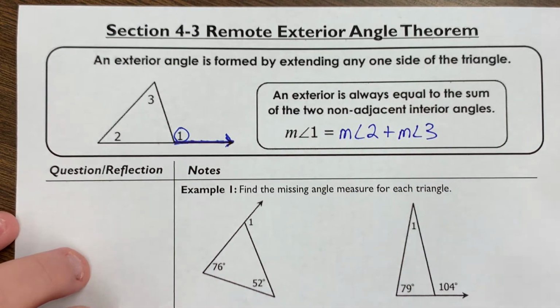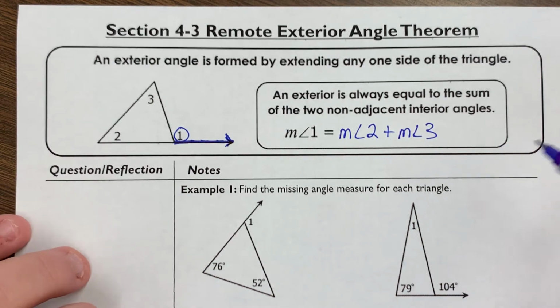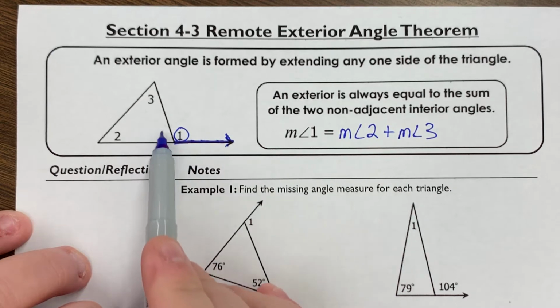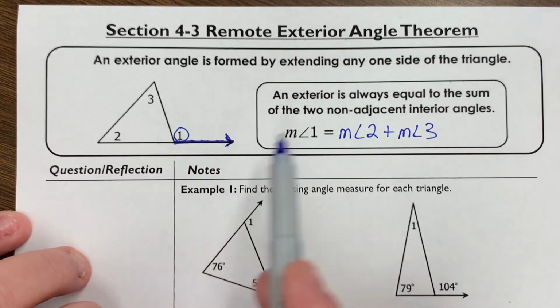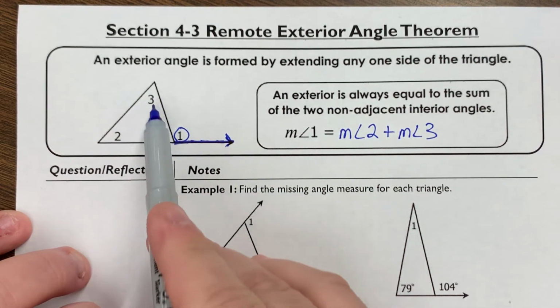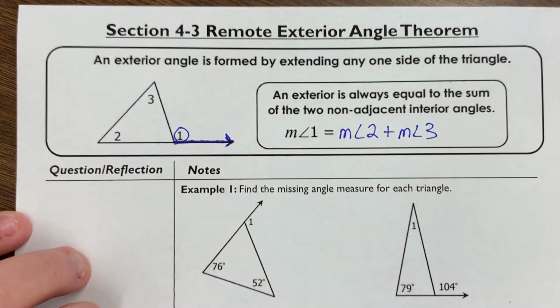The literal idea of the words here: 2 and 3 are the remote interior angles because they are the ones away from angle 1. They're not connected to it. This angle right here is the interior angle that is adjacent and connected to 1. It's the one we don't need in this problem. 2 and 3 are remote. Angle 1 would be totaled by angle 2 and angle 3 added together.